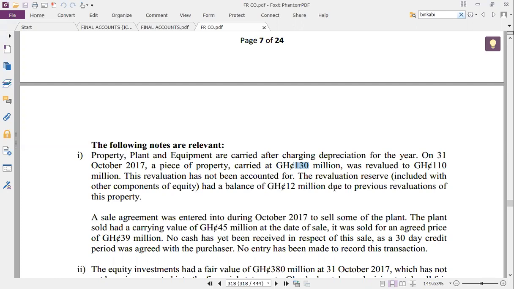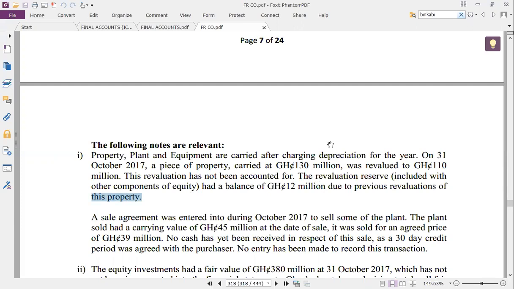Now it means that there is a revaluation loss currently of what? 20 million. However, this property produced a revaluation gain previously, which is 12 million. How do you treat this? I like this section of the notes. It's very straightforward, but very important.